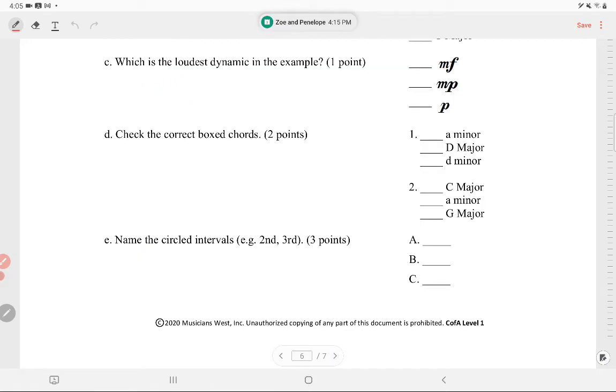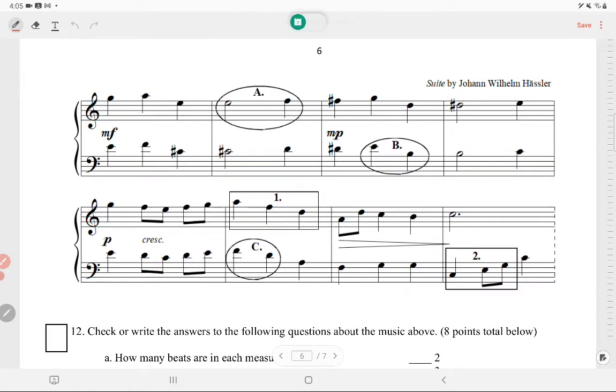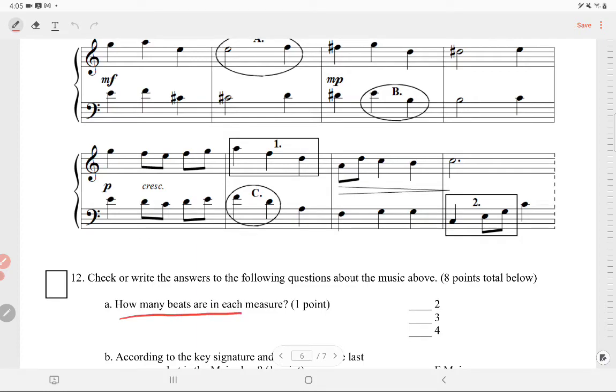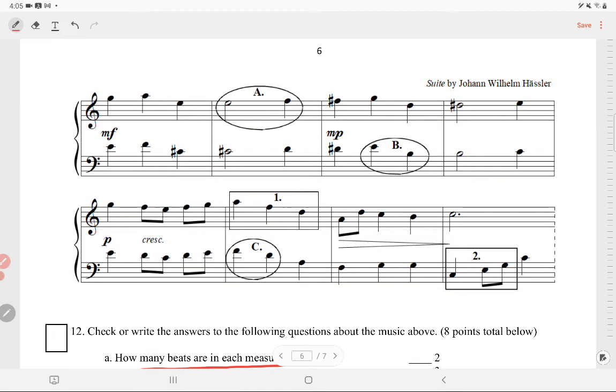Okay, let's keep moving and see. Ooh, this one is kind of a hard one, but let's see if we can figure it out. Okay, so it says, check or write the answer to the following questions about the music above. How many beats are in each measure? Well, let's count. You know the quarter note is equal to 1, another quarter note 1, 1. How many do you have? You have 3 beats, so that's what you're going to write, okay?